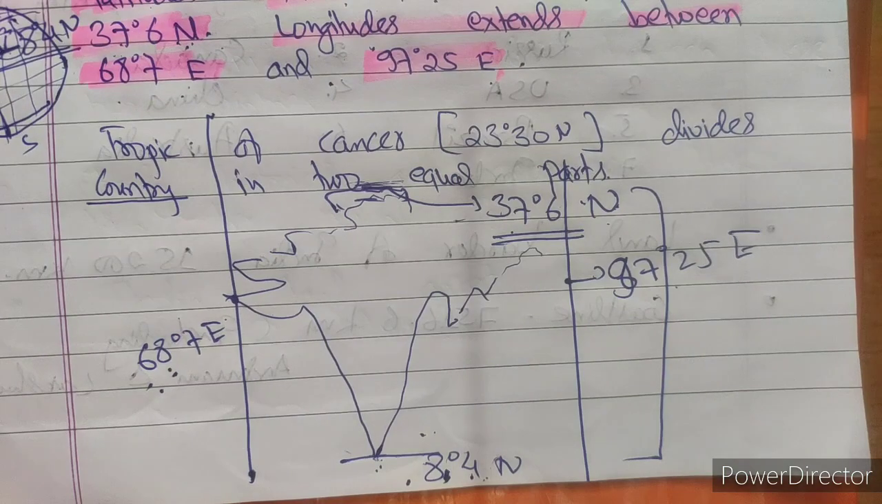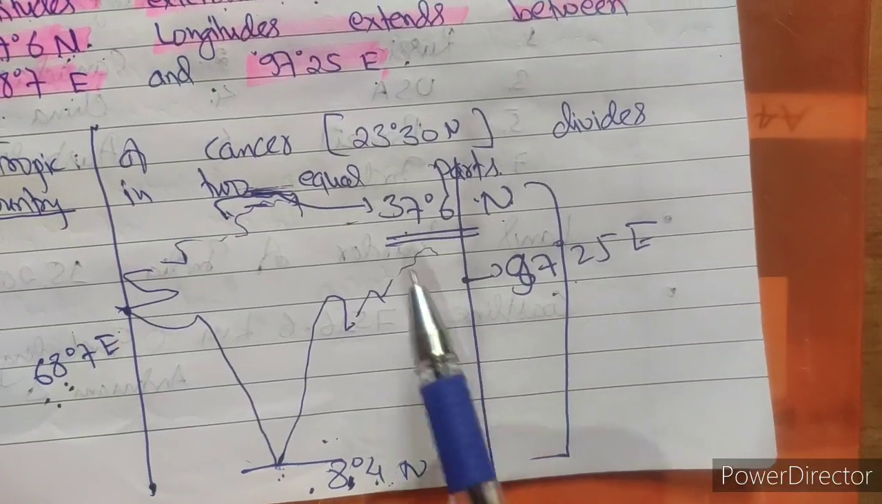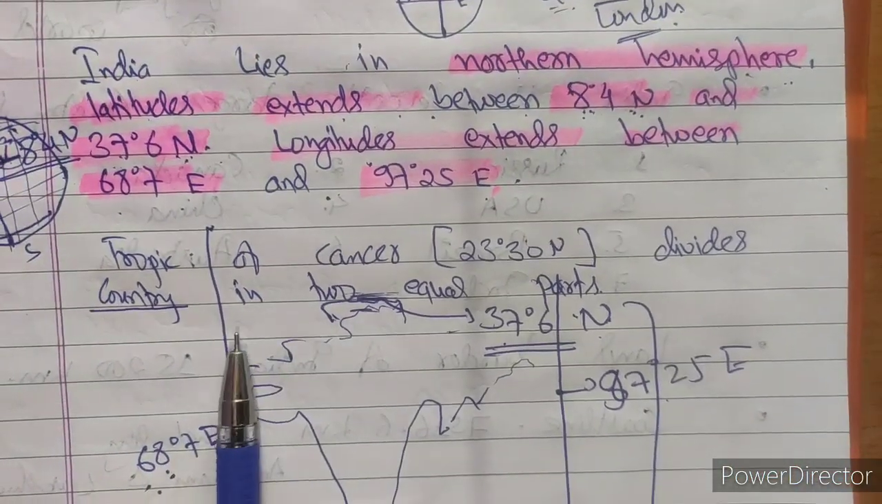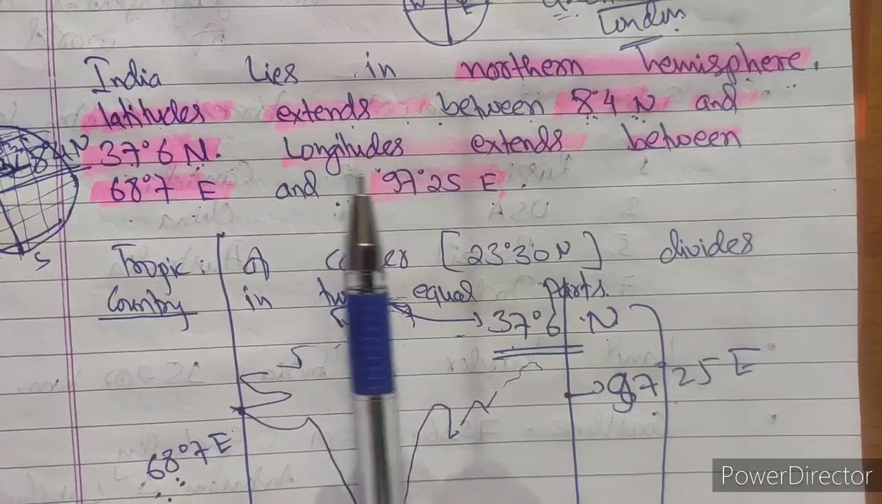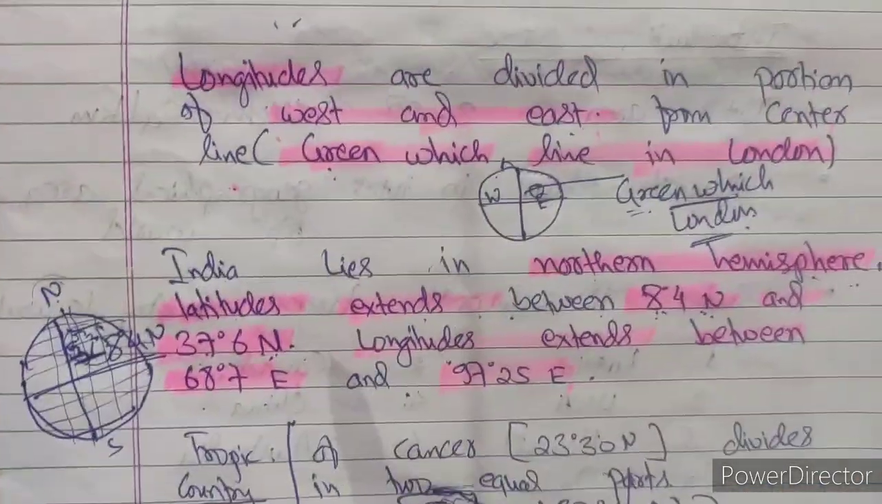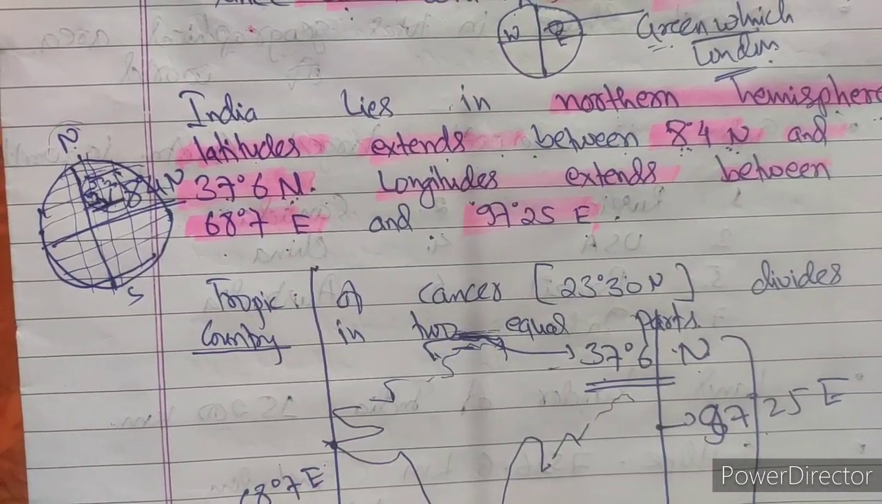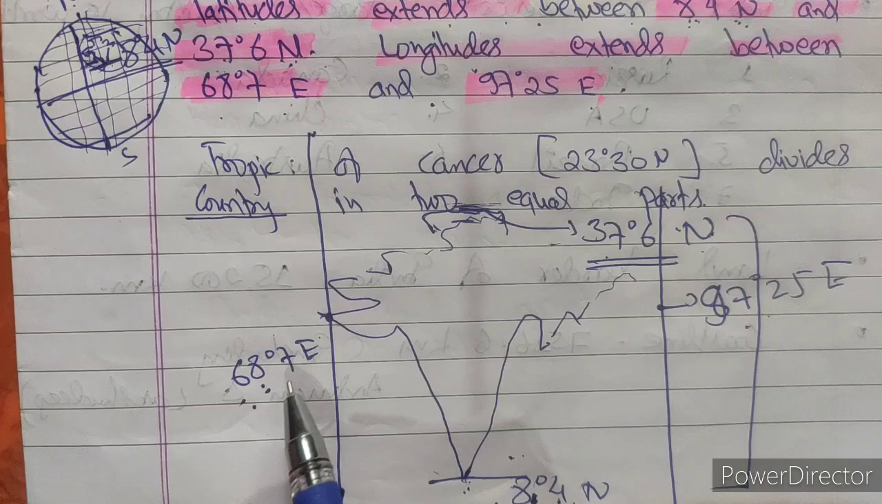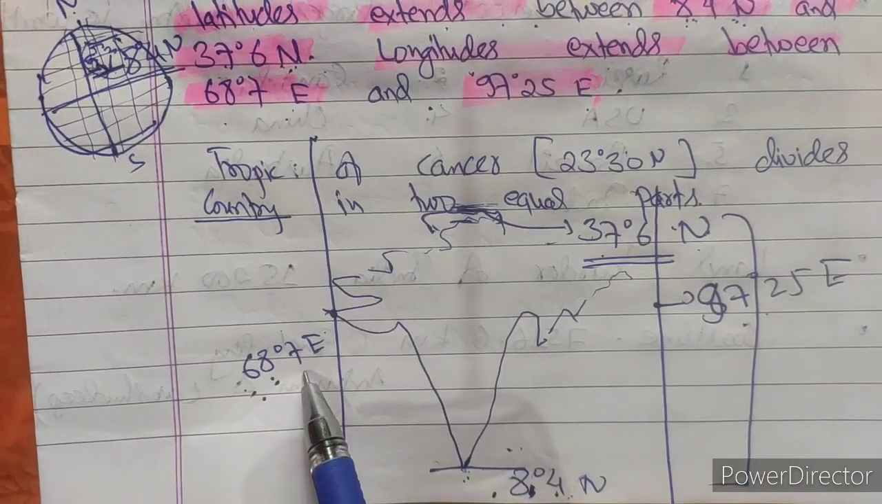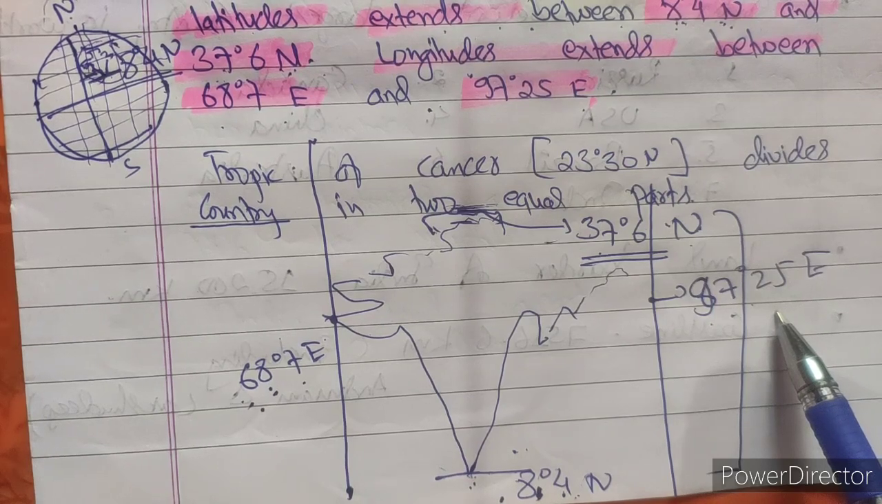Along with latitude, we have to discuss longitude also. Longitude divides in the vertical form. Longitude divides the whole country into east and west, and India lies fully in the east. So India's position is from Gujarat, 68 degrees 7 minutes east, to 97 degrees and 25 minutes east.